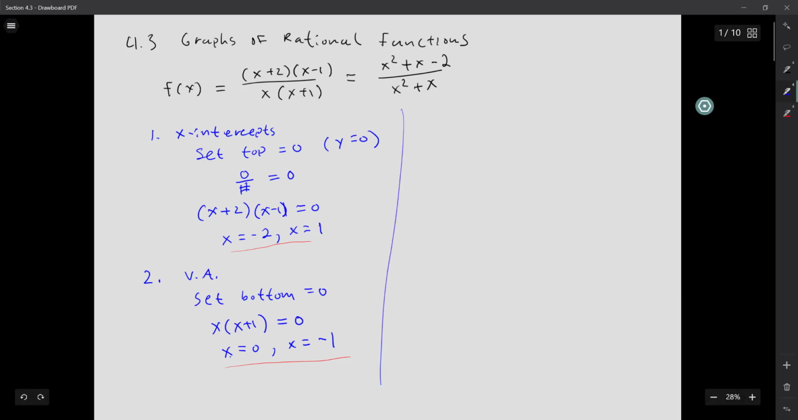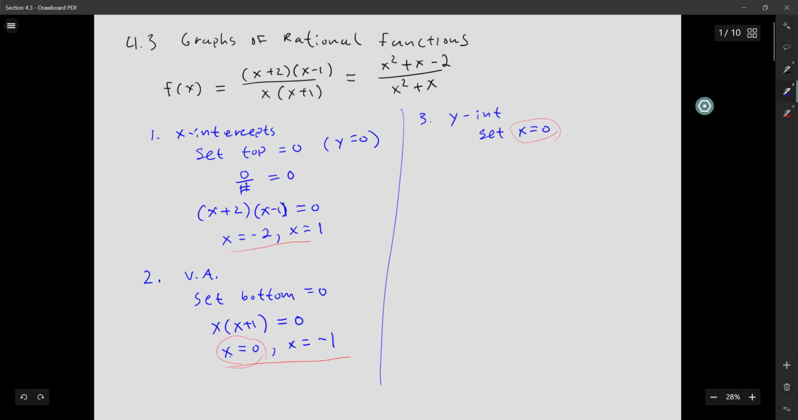And then next, we can look at the y-intercepts. We just set x equal to 0, and whatever number we get, we get. But that doesn't work for this problem because x equal to 0 is one of my vertical asymptotes. So I'm not going to have a y-intercept for this problem.